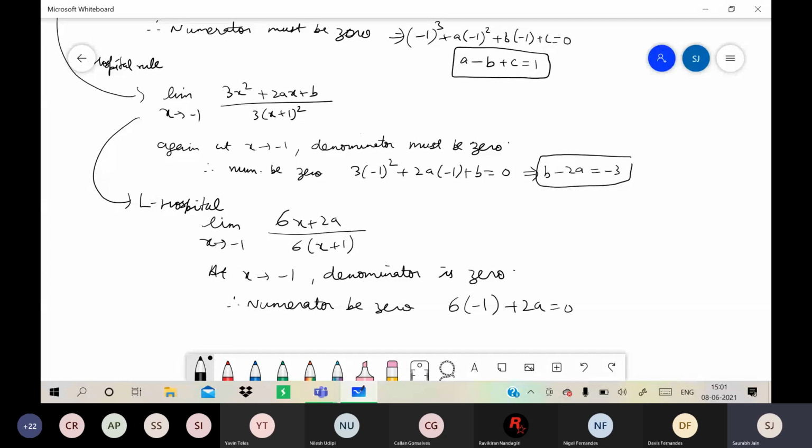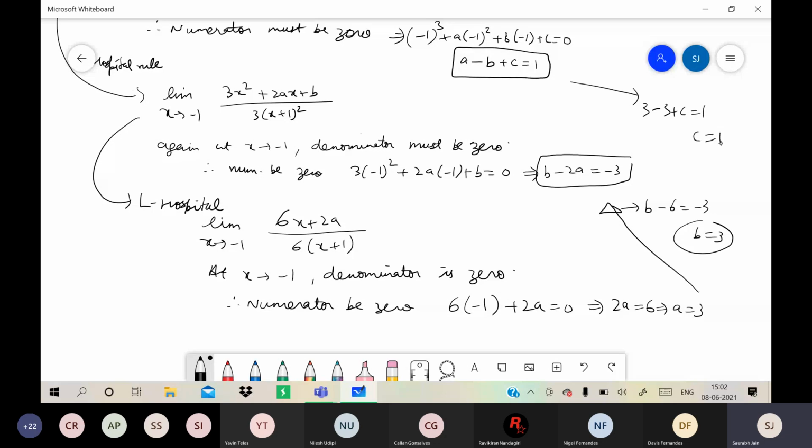So now you start getting the values. What about a first? a will be 3. Put this value of a here, you get b as 3. And you put both these values here, you will get c as 1. Because a is 3, b is 3. Yes. That is how you get the values of a, b, c.